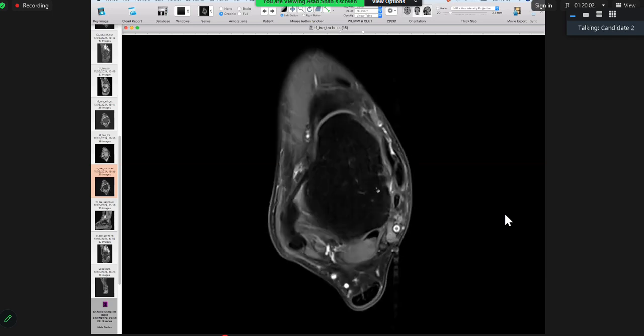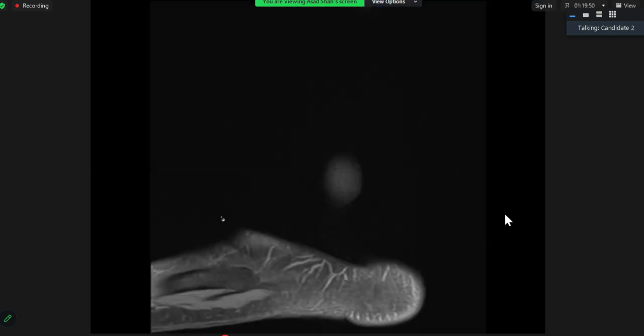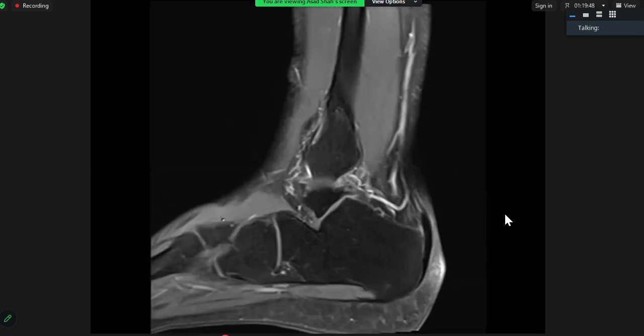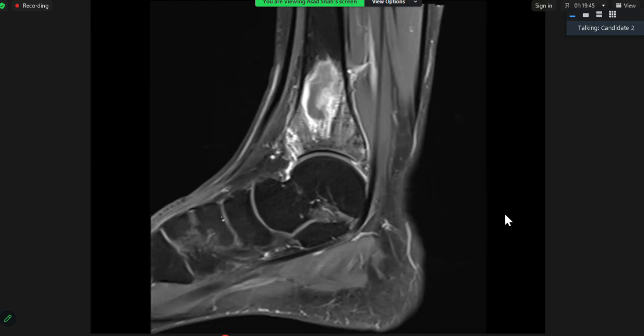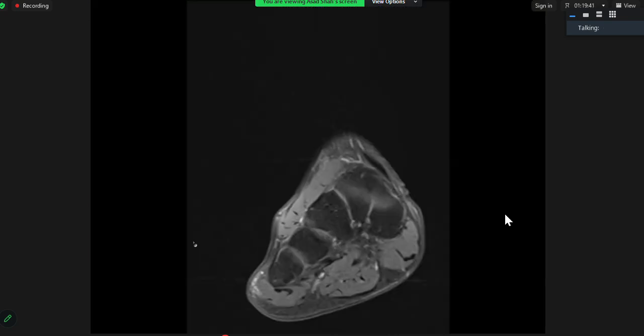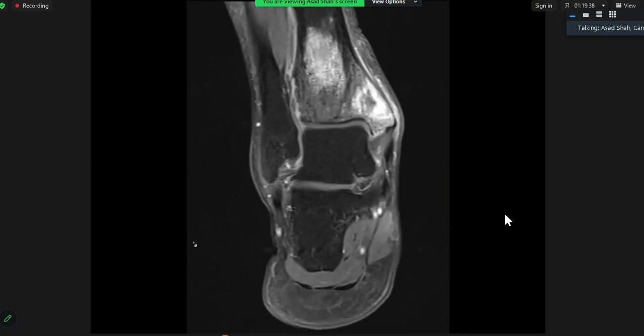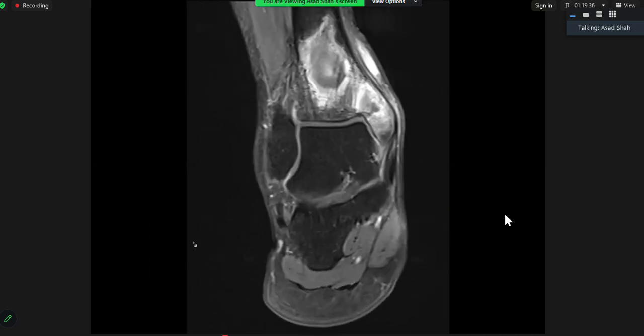I can put differentials in this case. It could represent focus of osteomyelitis. Other differentials include giant cell tumor. The other differential I can put is some osteosarcoma. Why osteosarcoma? I mean, there is no bone formation there. You didn't see any aggressive periosteal reaction on X-ray. Osteosarcoma, I'll probably put as the last one.